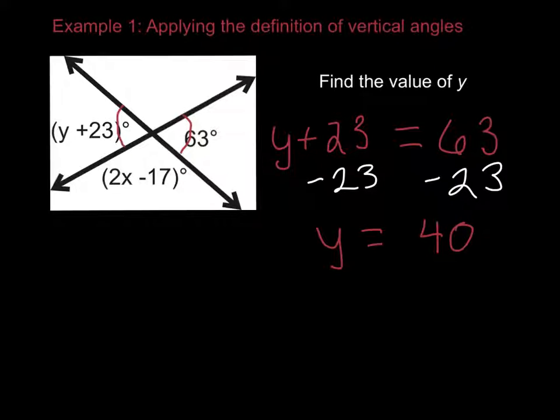Now, remember, the angle itself is still 63 degrees. So when I ask you what the value of y is, you'll tell me it's 40. If I asked you for the measure of this entire angle, you would still tell me that that measure is 63 degrees.